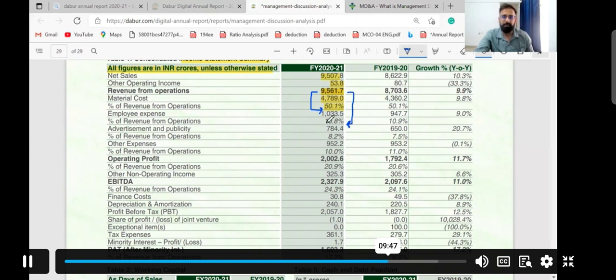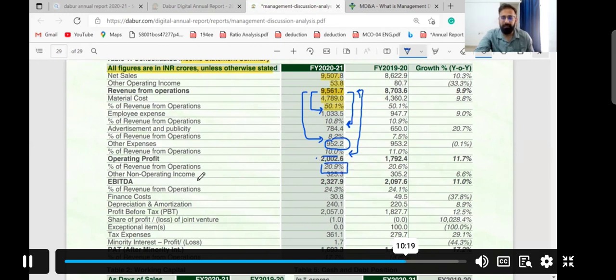Advertisement and publicity is 8.2% of total sales. Other expenses is 10% of total sales. Here you can see, other expenses is 952 crore. So if you calculate 10% of 9,561, you will get the answer approximately 10%. Operating profit is 2002 crore. After reducing all expenses, operating profit is how much? It is 2002 crore. That is 20% of sales.